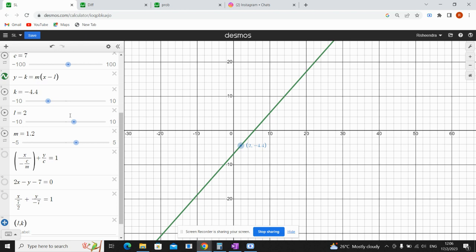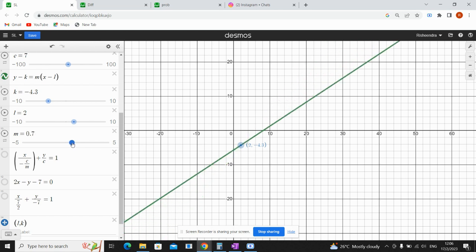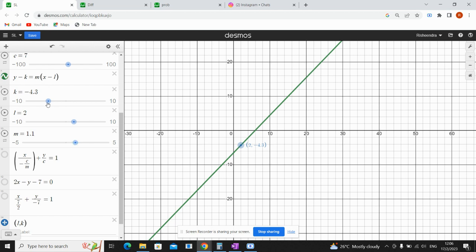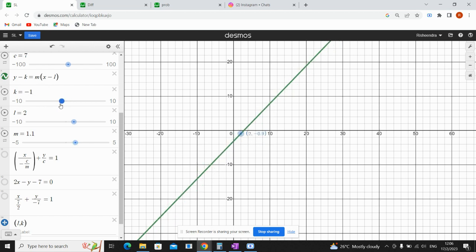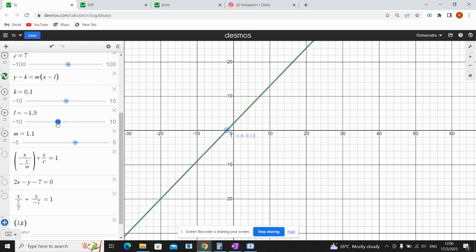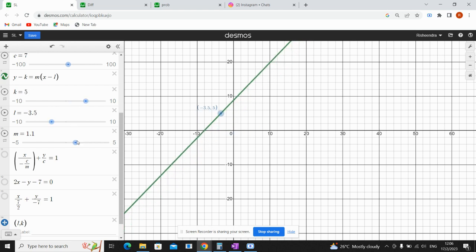When the line is changed into quadrant 4 with the negative slope, with the slope of positive 1.4, it hits the x-axis at a positive x-intercept and a negative y-intercept. Look how this thing works. As I change the x, let's change the coordinate to the second quadrant.